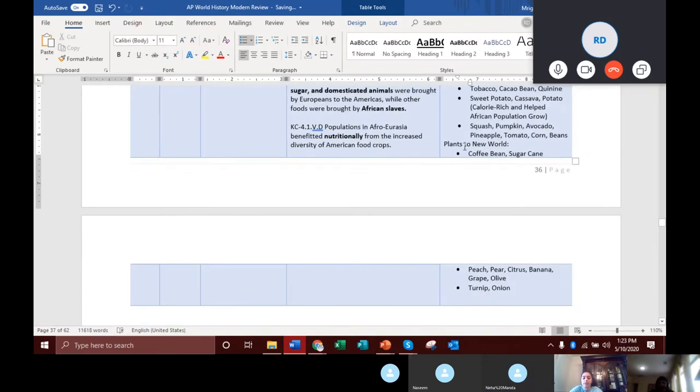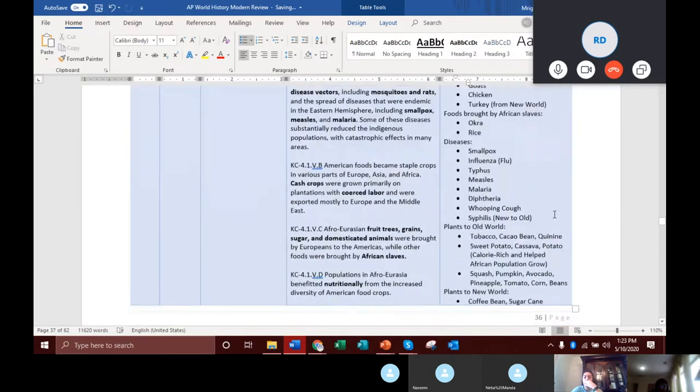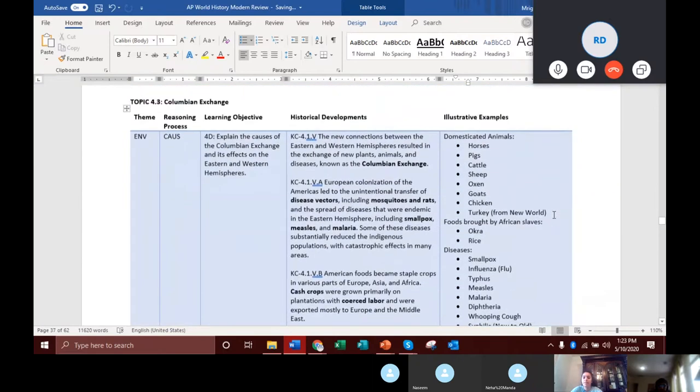And then plants to the New World, such as coffee and sugar. I grouped these together because these are big in the Mediterranean. I don't know if you guys remember from AP Human Geography last year, we talked about Mediterranean agriculture. So these are actually grown in California now because California's climate is suited for Mediterranean agriculture. And then, of course, we have our roots like turnip and onion. All right, anything else we want to add to this list?